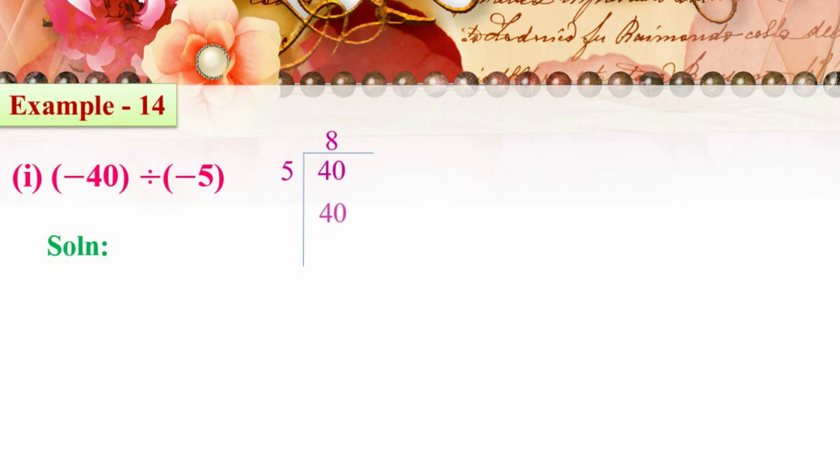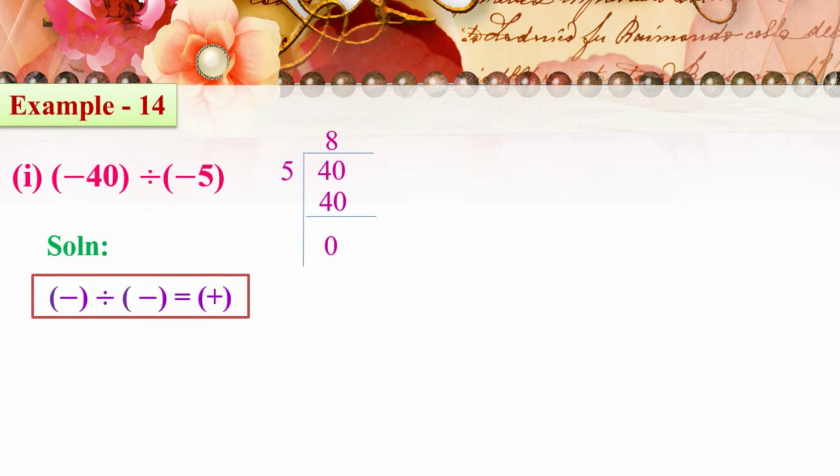8 5s are 40. 40 minus 40, we get 0. When we divide a negative integer by a negative integer, we get a positive integer. Therefore, minus 40 divided by minus 5, we get 8. The quotient is plus 8.